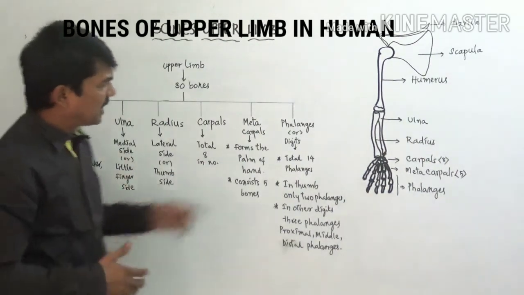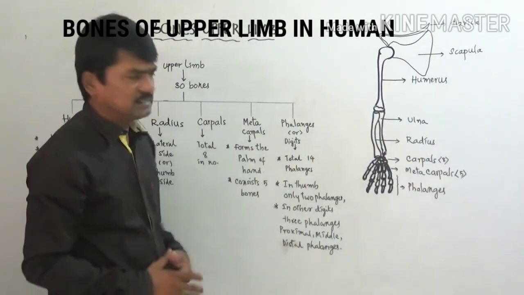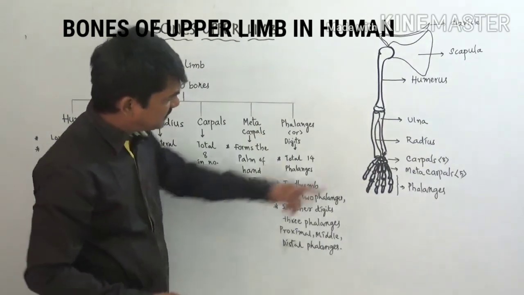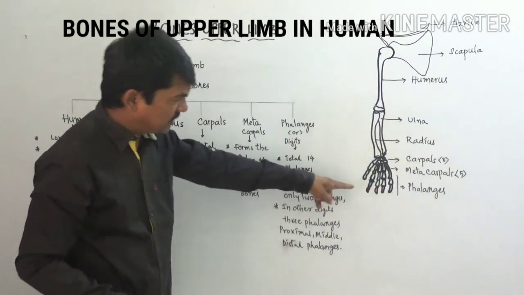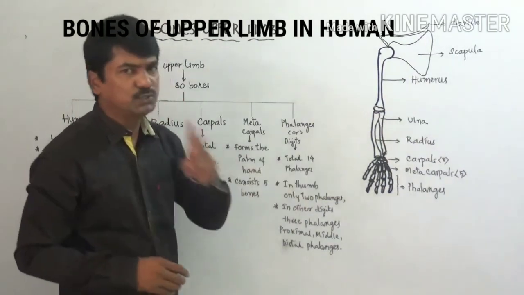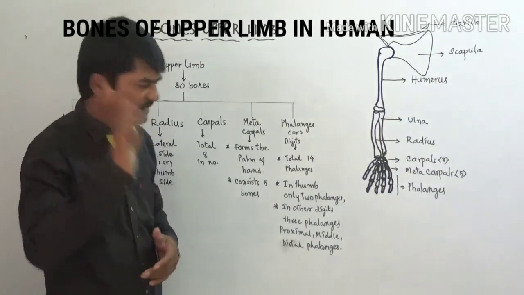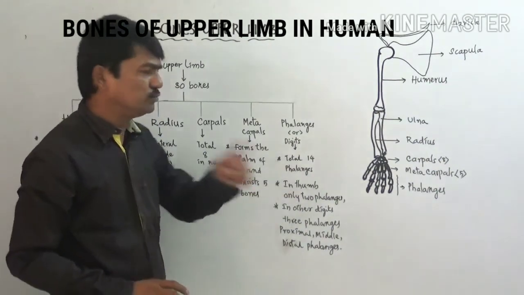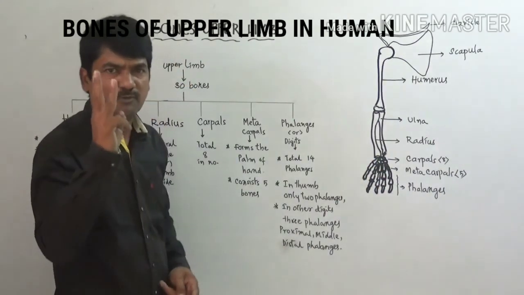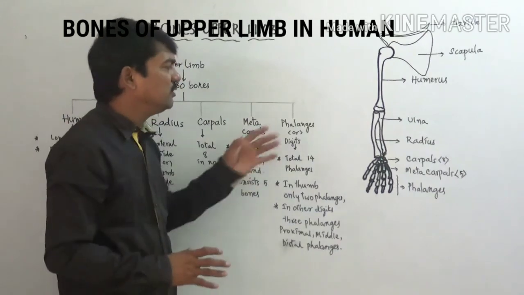If we come to the phalanges, phalanges are also known as digits. Here we can identify a total of 14 bones. Except for the thumb, all the remaining fingers have 3 phalanges, but in the thumb only 2 bones are present. So in the thumb there are only 2 phalanges, and in the other digits there are 3 each. So a total of 14 bones are identified in the phalanges.